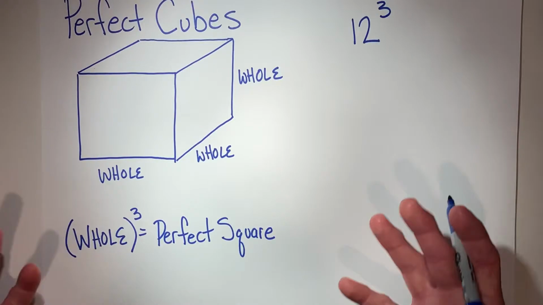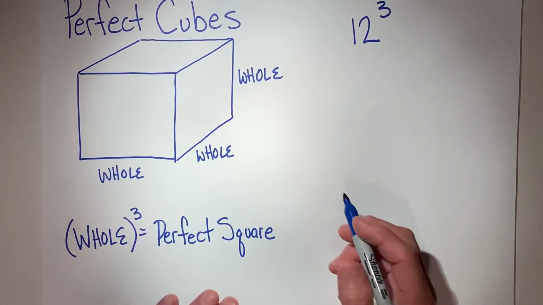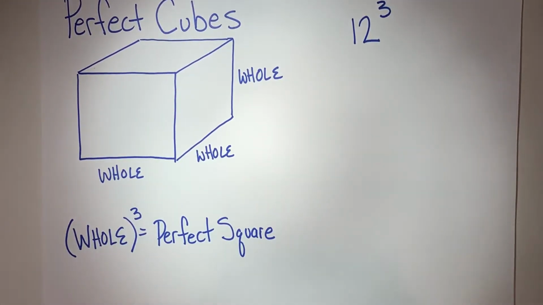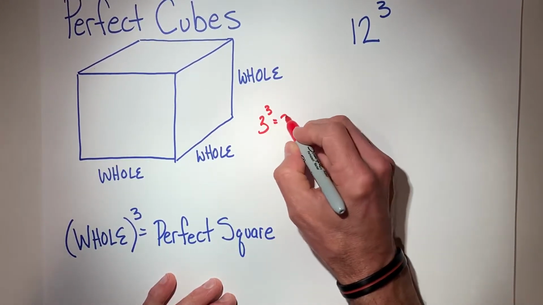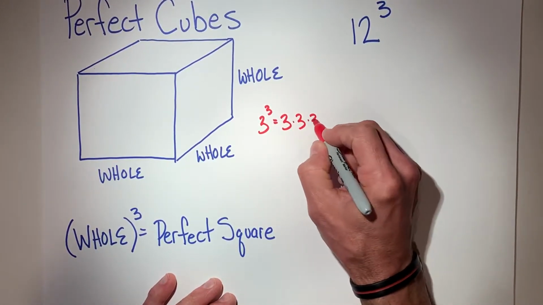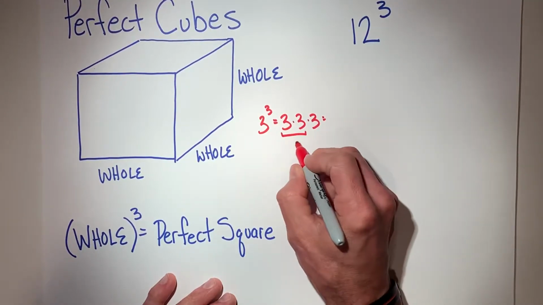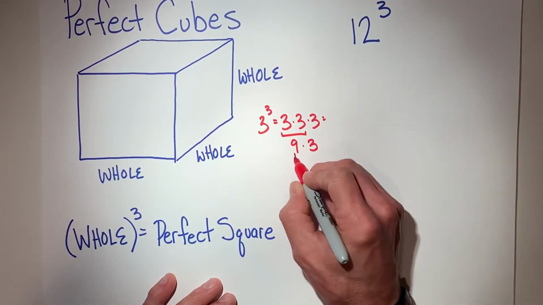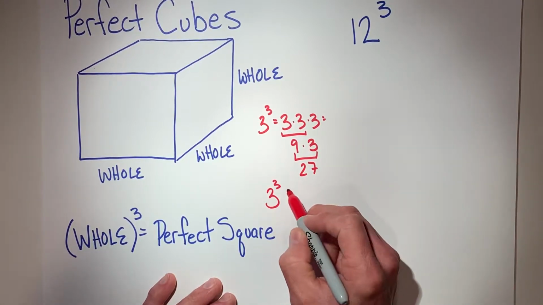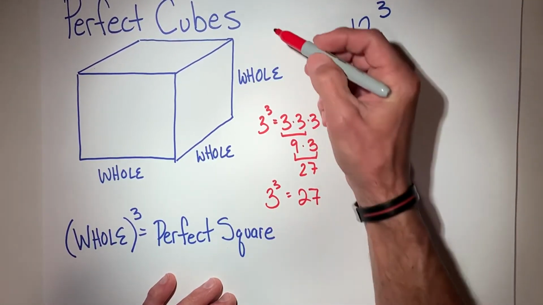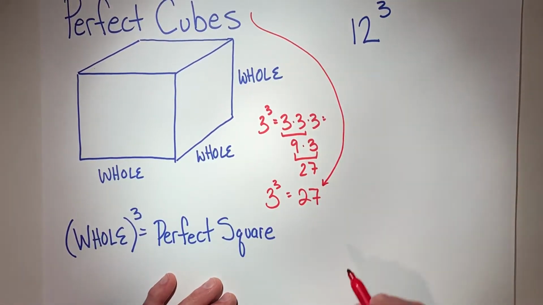Now, I don't have a chart to display this one, but the idea would be the same. If we had a number like 3 to the third power, that would be 3 times 3 times 3. So 3 times 3 is 9. 9 times 3 is 27. So we could conclude that 3 to the third power is 27, and 27 is an example of a perfect cube.